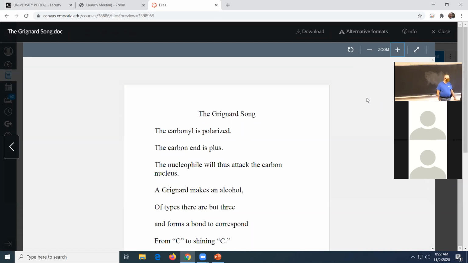The carbonyl is polarized, the carbon end is plus. The nucleophile will thus attack the carbon nucleus. A Grignard makes an alcohol of types there are but three, and forms a bond to correspond from C to shining C.